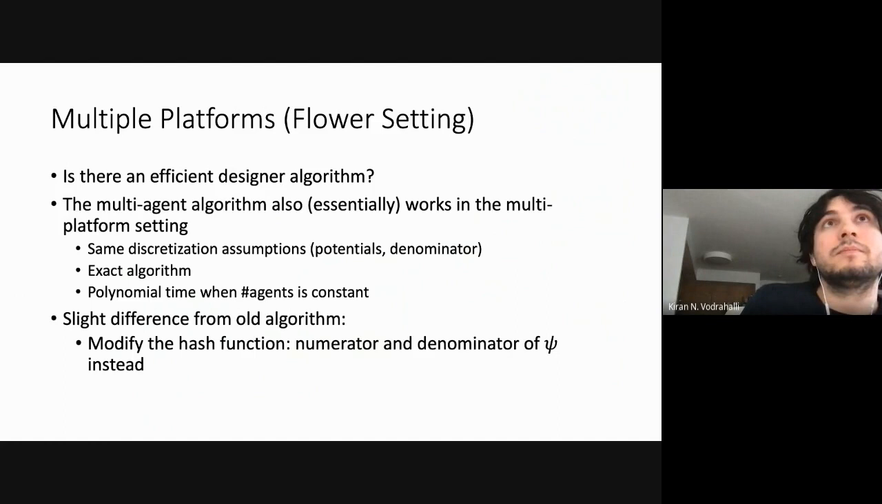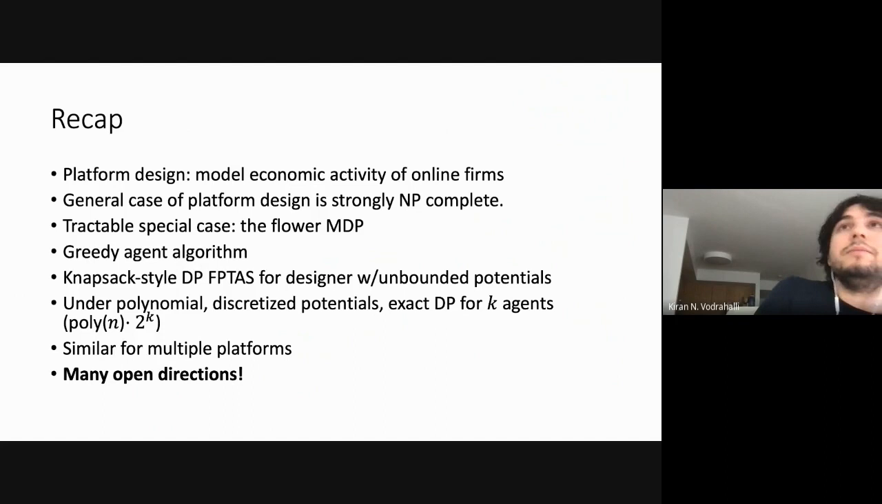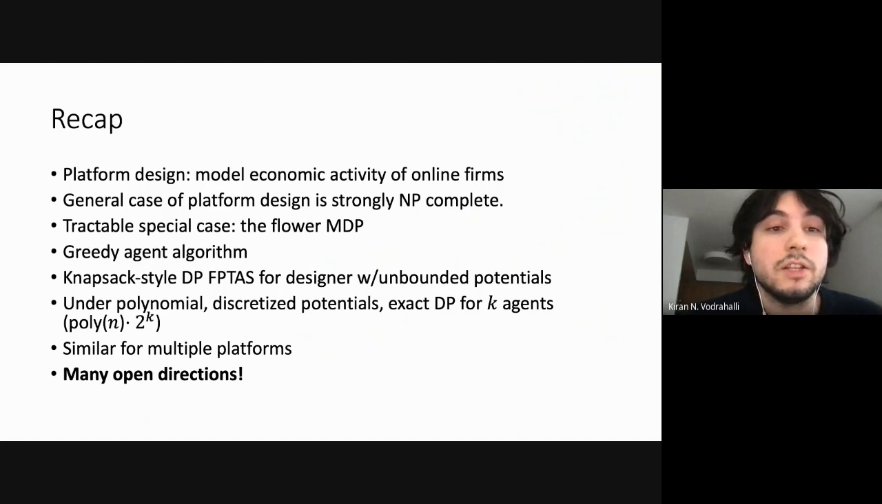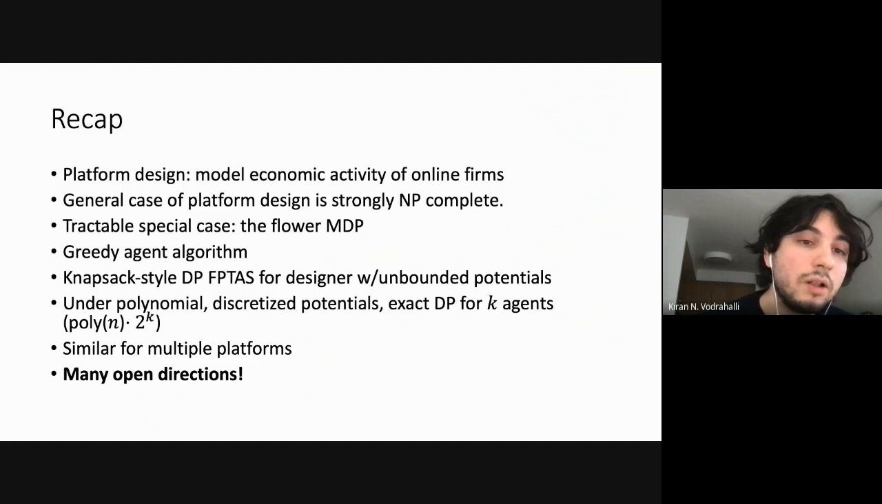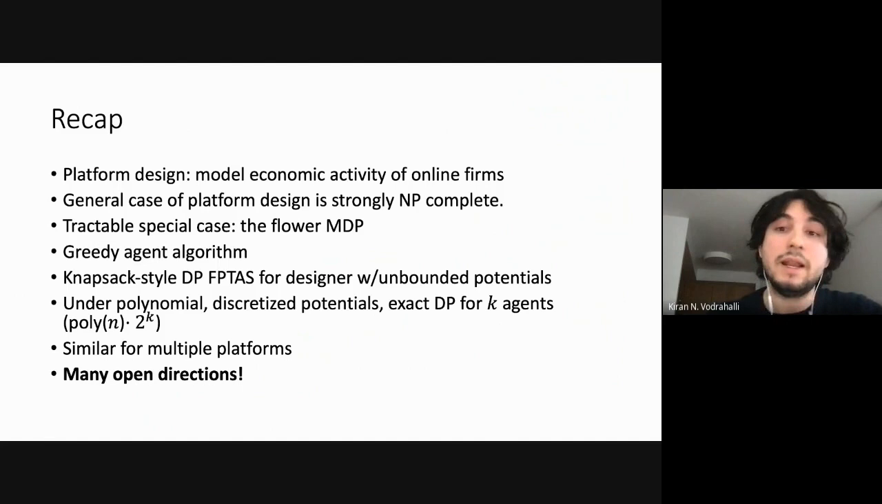So I'm going to summarize. Platform design: the point was to model the economic activity of online firms. The general case of platform design is strongly NP-complete and hard to approximate, but there is a tractable special case called the flower MDP. It has a greedy algorithm. There is a knapsack-style dynamic program, a polynomial time approximation scheme, for the designer with unbounded potentials. And under polynomially discretized potentials, there's also an exact dynamic program for K agents, and similarly for multiple platforms. And there are going to be many open directions, so that's what we'll talk about now.